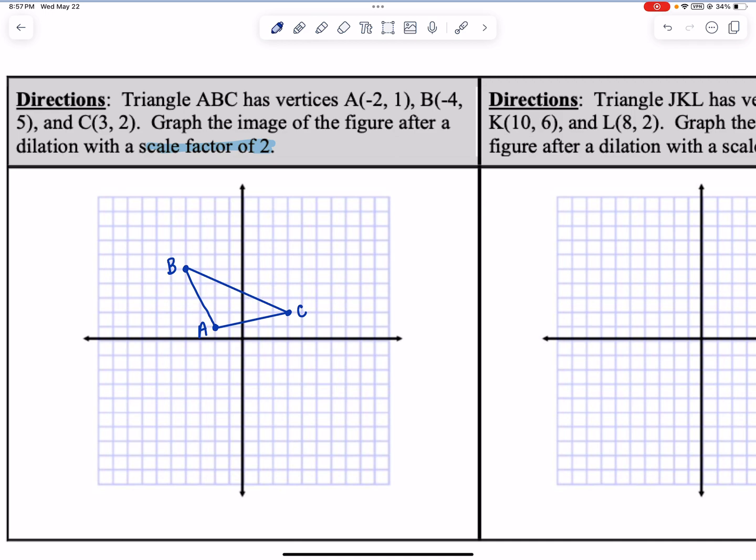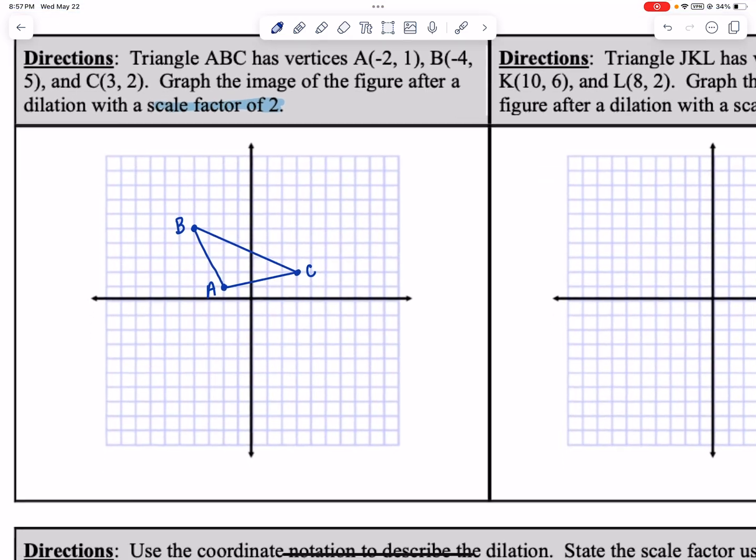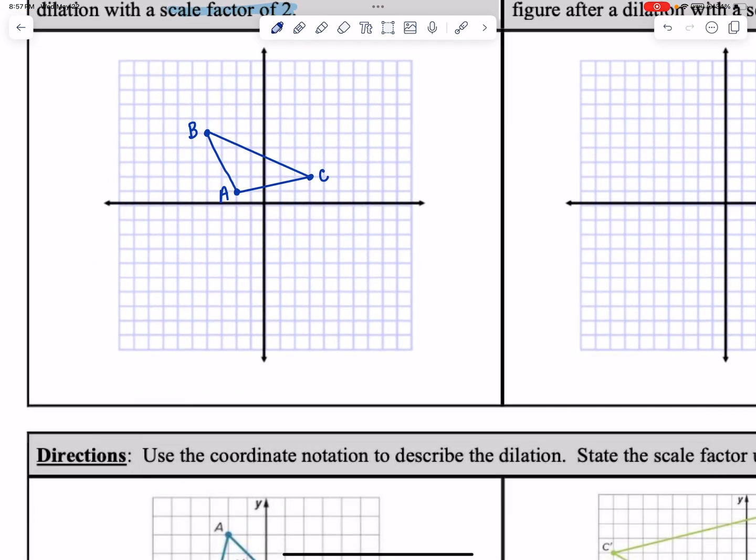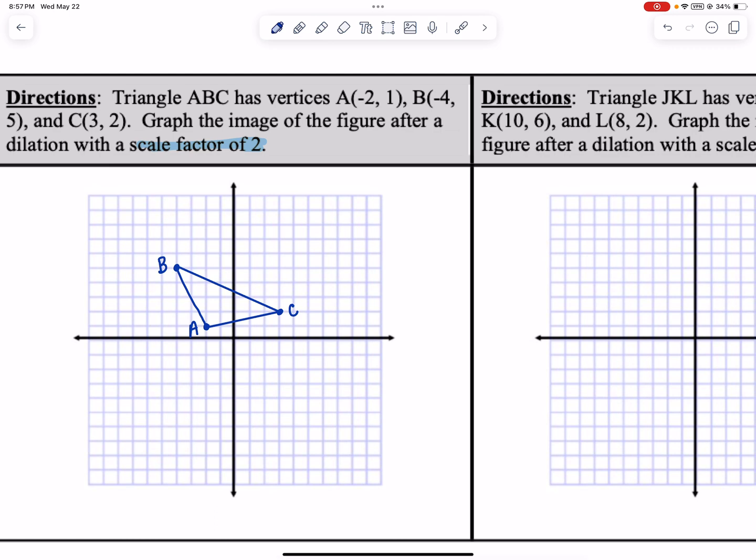And so what we're going to do is take these points, and since we have a scale factor of 2, we're going to map out what we need to be doing. So let's set up our mapping. Remember, our mapping is our rule. Our mapping says that we should take our original xy, and when we do this dilation, we're going to double the x and double the y. So we have that coefficient.